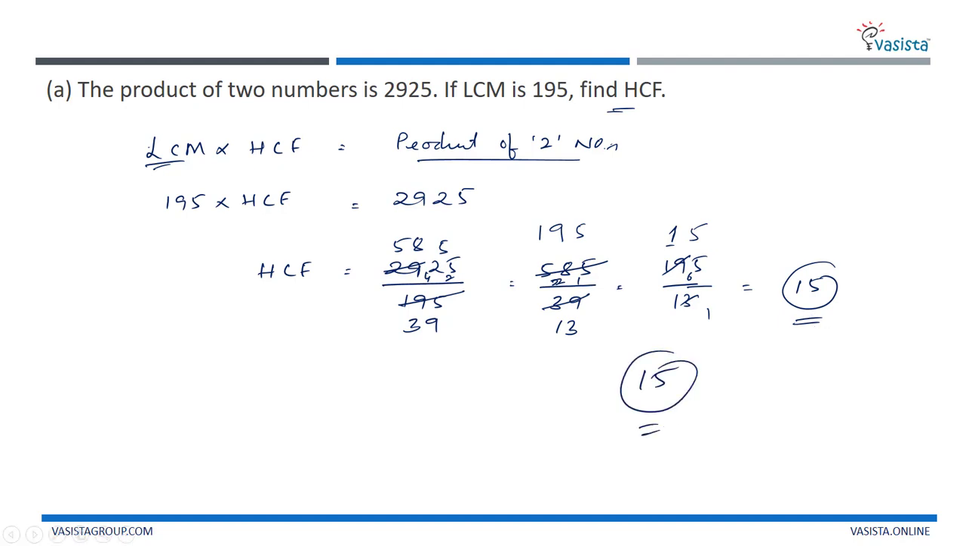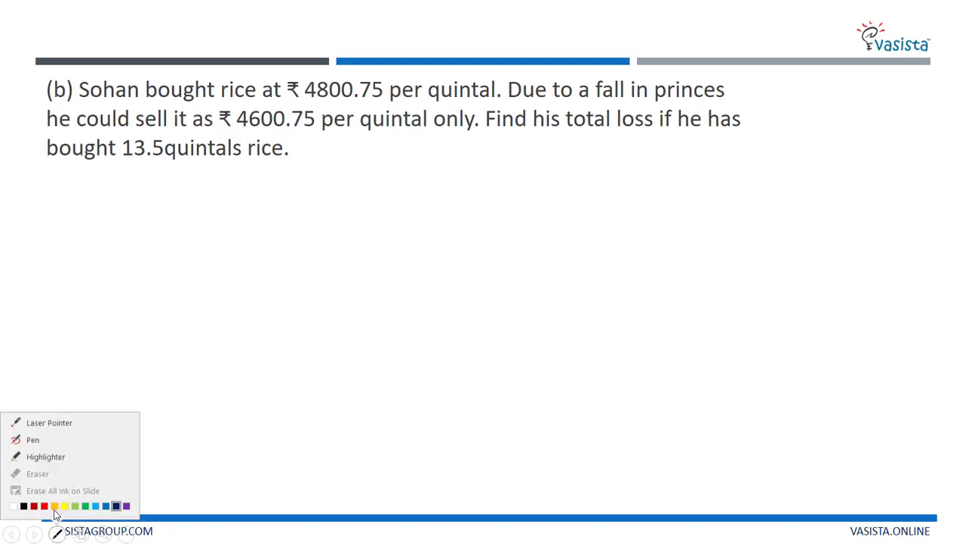Right, let me go with the second problem here. Let us go with this. What they have given here: Sohan bought rice at 4,800 rupees 75 paisa per quintal. Due to fall in prices, he could sell it at 4,600 rupees 75 paisa per quintal. Find his total loss if he has bought 13.5 quintal. This is what the case is.